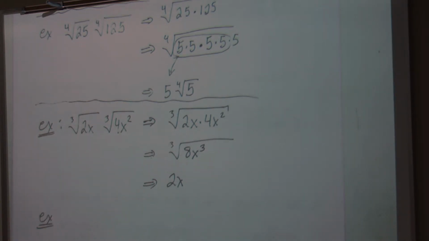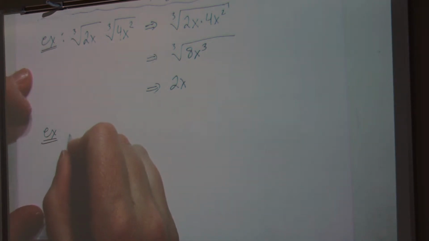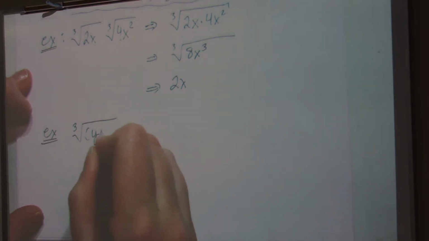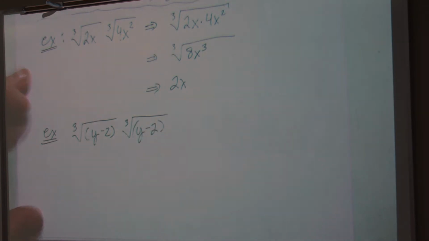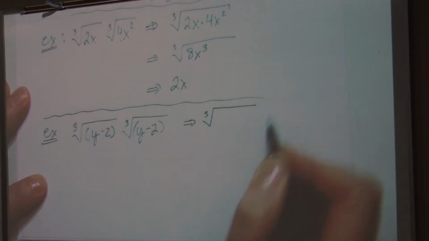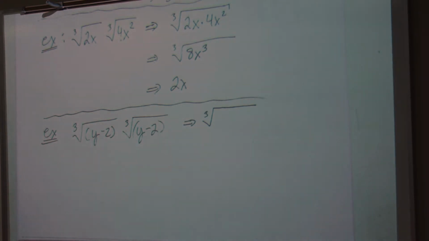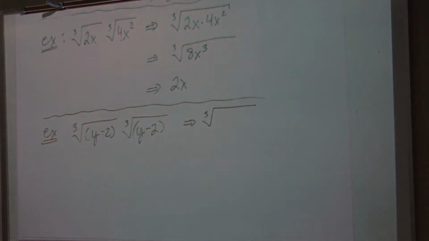Let's kick it up. Let's do a little bit of polynomials in here. I have the cube root of y minus 2 times the cube root of y minus 2. What would I have as a final answer?